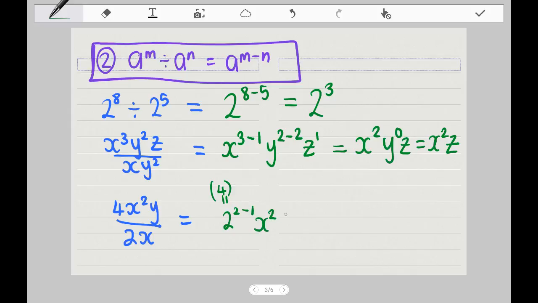We have x squared in the numerator and minusing the 1 in the denominator. And then we have 1 with the y in the numerator, nothing to subtract in the denominator. So this here is just 2 to the power of 1, x to the power of 1, and y to the power of 1. Okay, so our second law says that if we are dividing, we are subtracting the exponents over the same base. Okay, let's look at the next law.